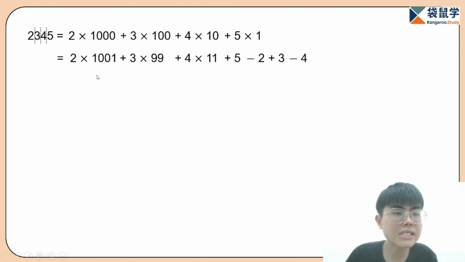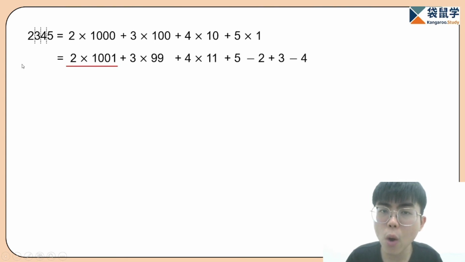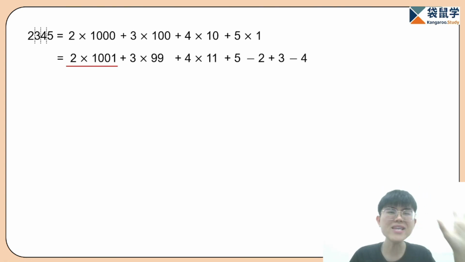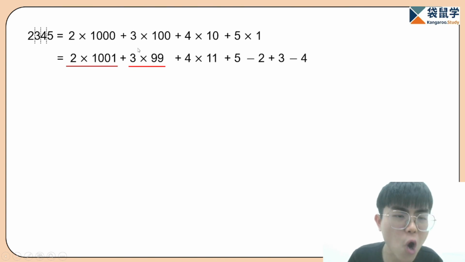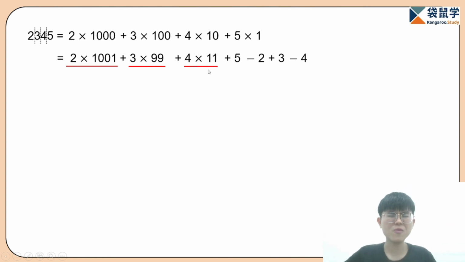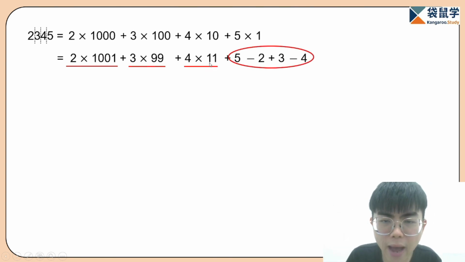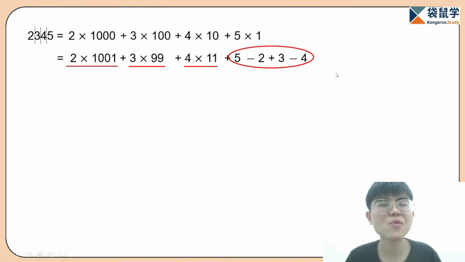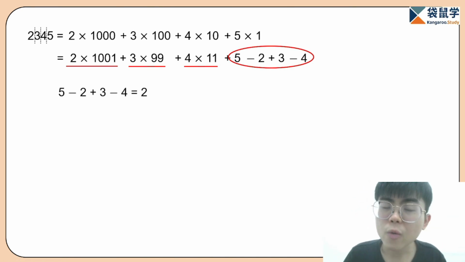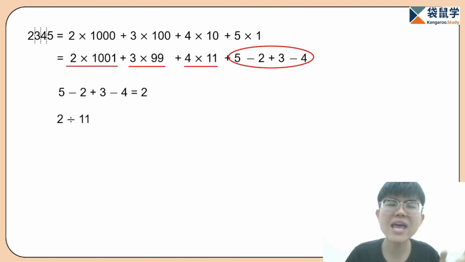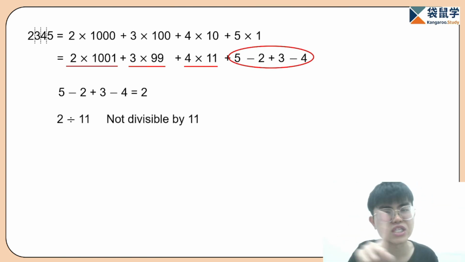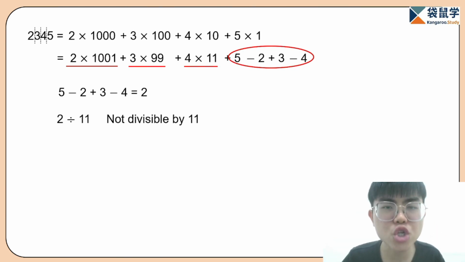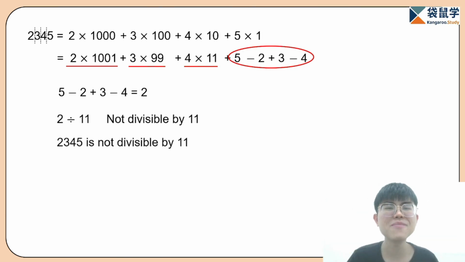So guys, in this case, you can see that our first part over here, the 1001, we know that it is a multiple of 11, right? Which means that the whole part, it is also a multiple of 11. And also, the second part here, because 99 is a multiple of 11, so the whole part will also be the multiple of 11. Same goes to the 4 times 11. So now, what we want to observe is just this part at the back here. So after we calculate that, we will get it is equal to 2. So now, we need to try to use 2 divided by 11. And we have found that, it is not divisible by 11. Which means that our number 2, 3, 4, 5, it is also not divisible by 11.